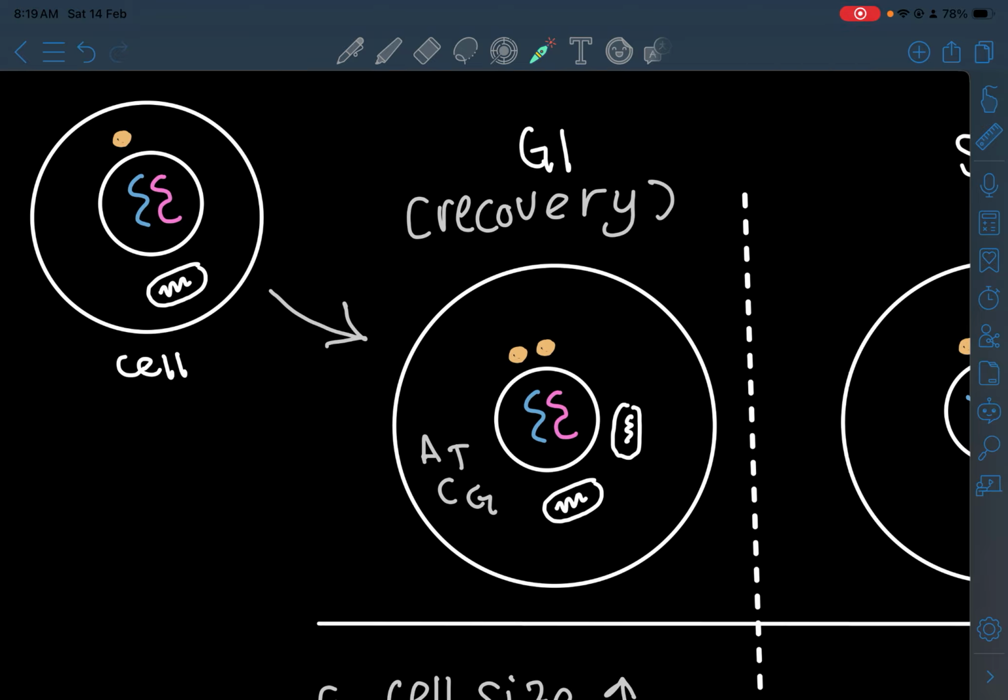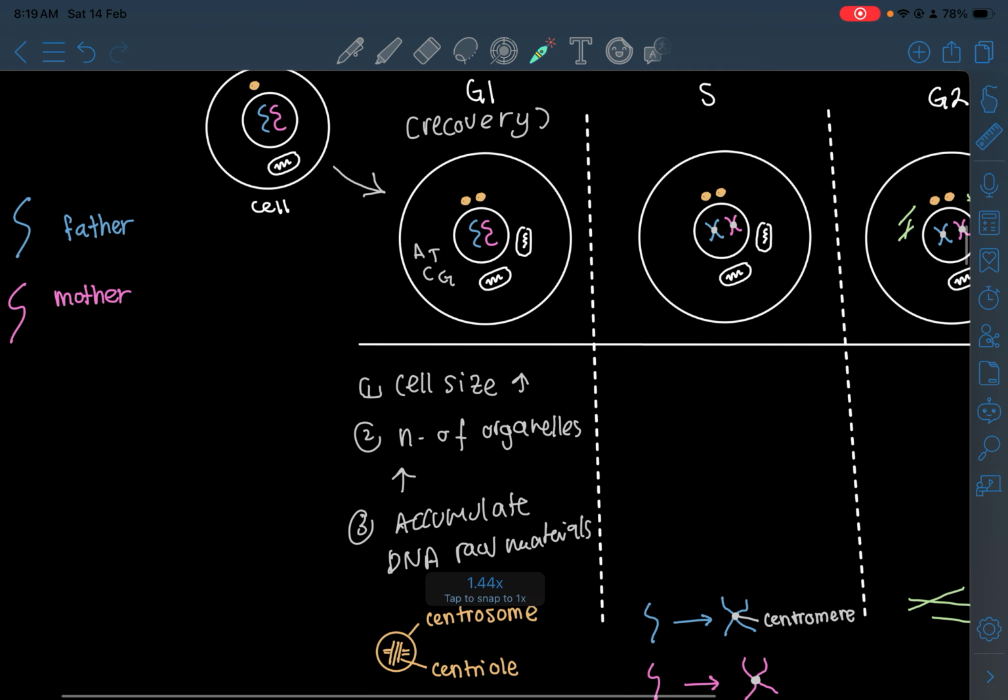And why is this important? Well, during the mitotic stage, both of these centrosomes will move away from each other, and during that time, they will form a spindle fiber. The spindle fiber will aid during the separation of the sister chromatids or the homologous chromosomes during the mitotic stage.